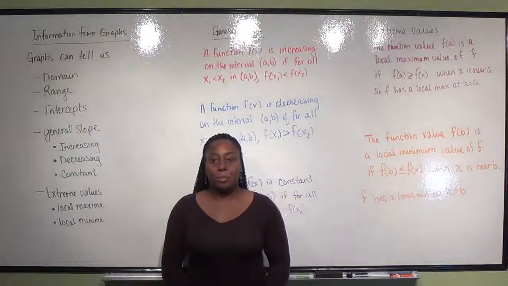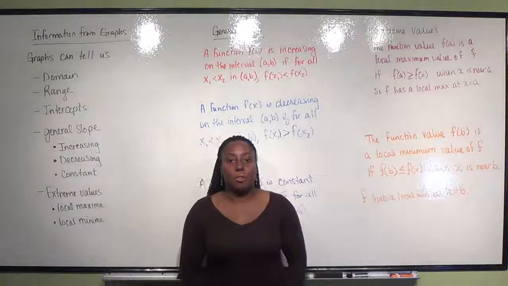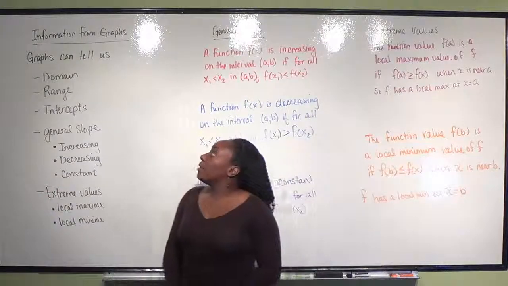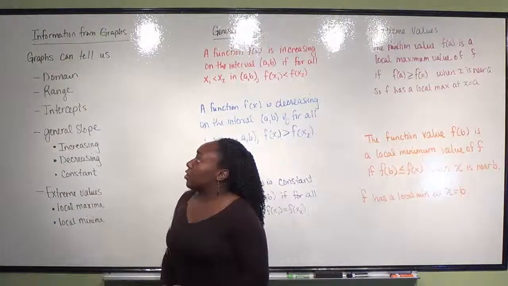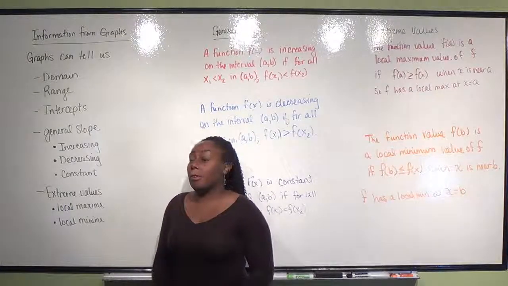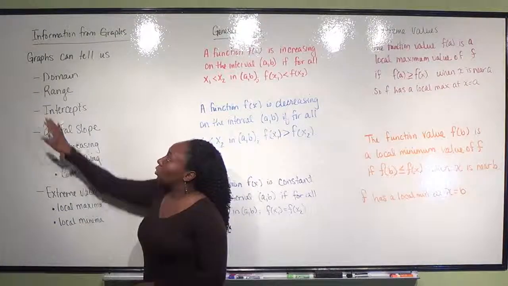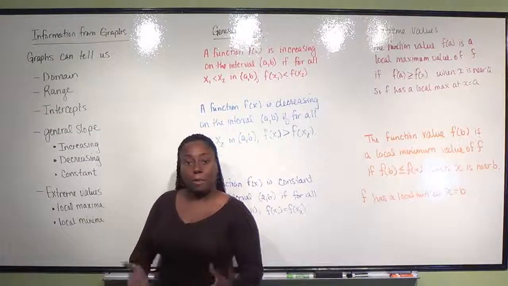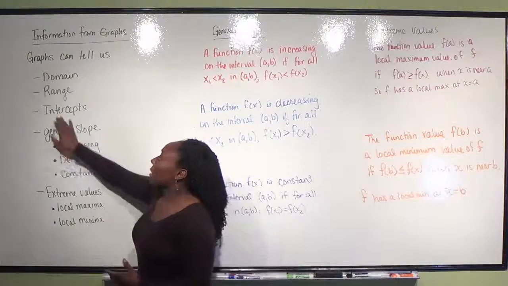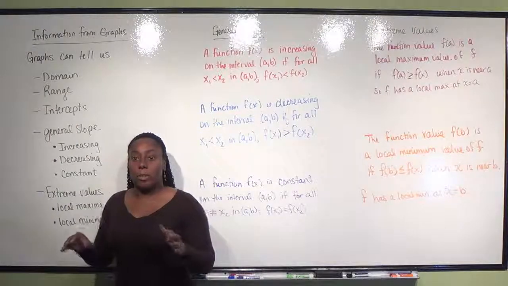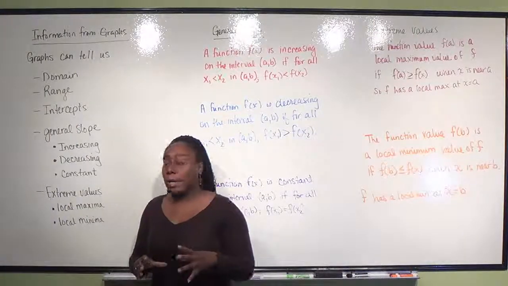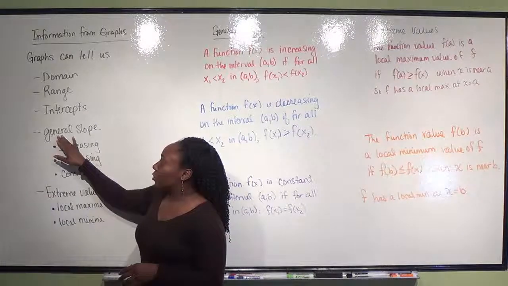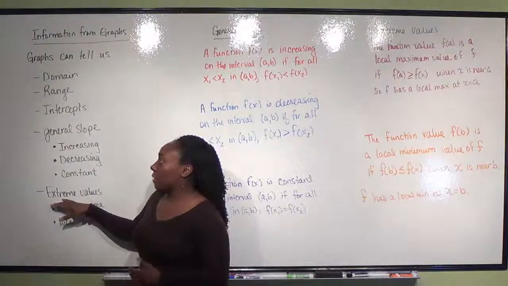In this next section, we're going to talk about how to get information about graphs from the pictures of the graphs. Some of the information that we can pull from a graph are things we've already talked about, which are the domain and range, which again is the input and the output of the function, and the intercepts, which again is where the graph is crossing the x or y axes.